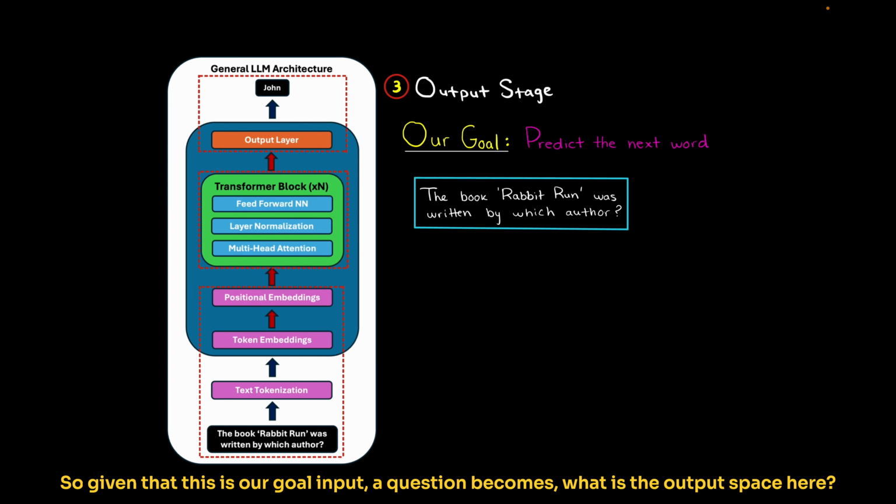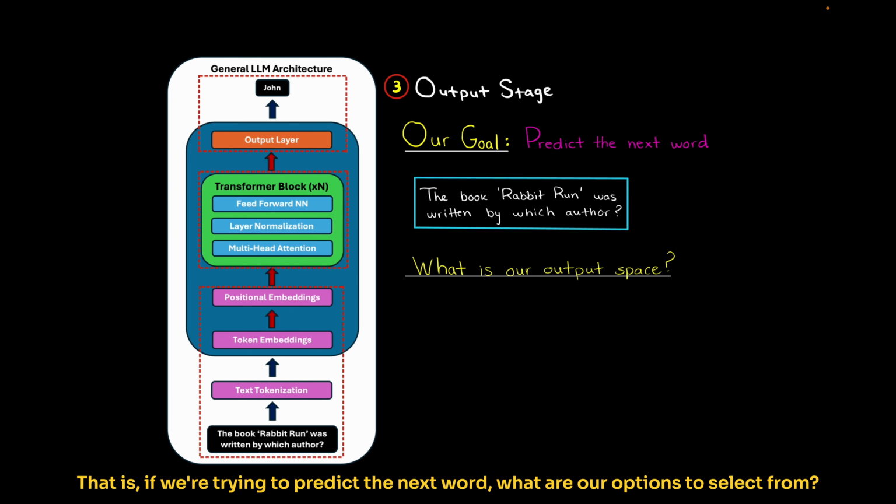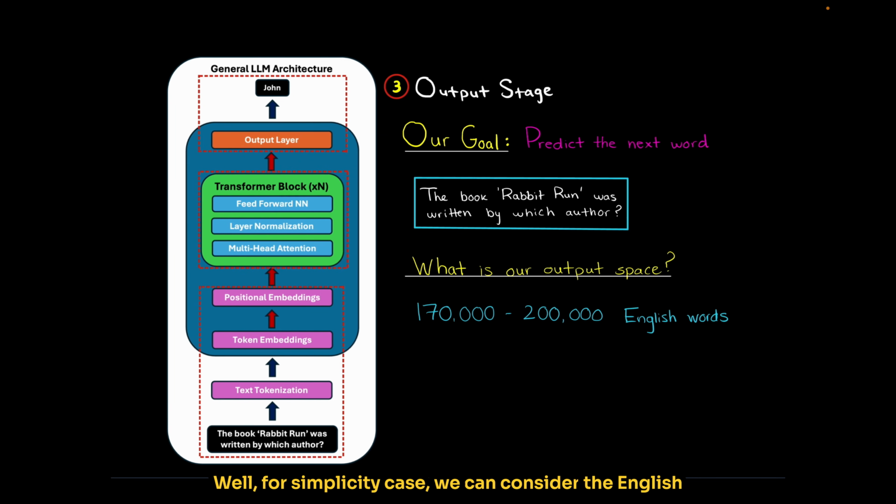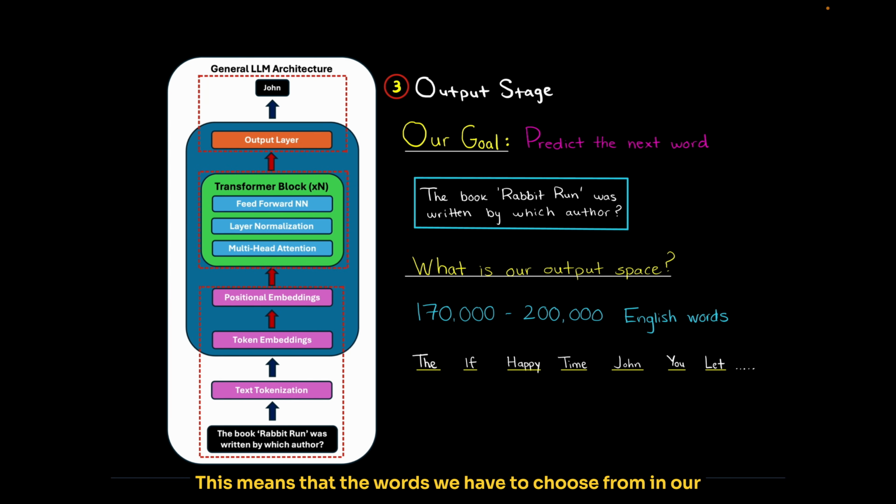So given that this is our goal, a question becomes, what is the output space here? That is, if we're trying to predict the next word, what are our options to select from? Well, for simplicity, we can consider the English dictionary, which has around 170 to 200,000 words in it. This means that the words we have to choose from in our output space is any word within this 170 to 200,000 words, where in this case, we would select the word John as our next word.